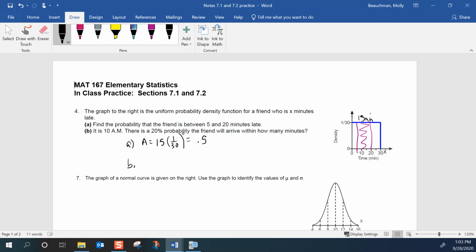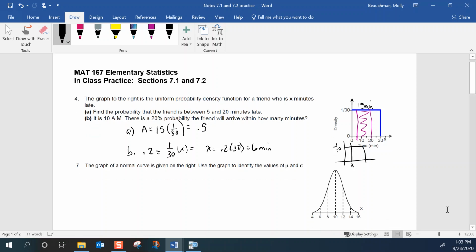B, it's 10 a.m. There's a 20% probability the friend will arrive in how many minutes? So we have the same picture, except now we know the area is 0.2, and that equals 1/30 times whatever the x value is. So we're looking for the x. Multiply both sides, 0.2 times 30, 6 minutes. Okay?